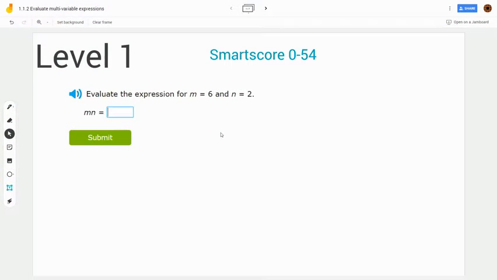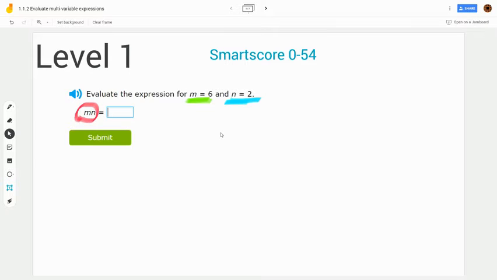Right, so this is section 1.1.2, evaluating multivariable expressions. So let's jump right into it. This is very similar to the last one when we just had one variable, except now we have two variables. We have m and n in this case, and we know both values. M is equal to 6, and n is equal to 2. We have this very simple looking expression, mn.